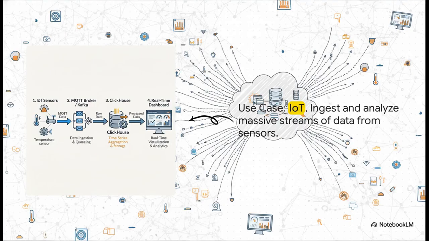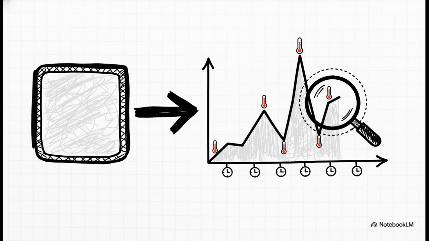Next up, the Internet of Things, or IoT. Just try to picture millions of sensors on factory floors or in smart homes, all streaming data every single second. ClickHouse can handle that fire hose of data with no problem, running real-time aggregations for dashboards and alerts. You want to know the average temperature per hour across all your devices? A query like this gives you the answer right away. This allows engineers to track trends and spot problems the moment they happen, not hours later.